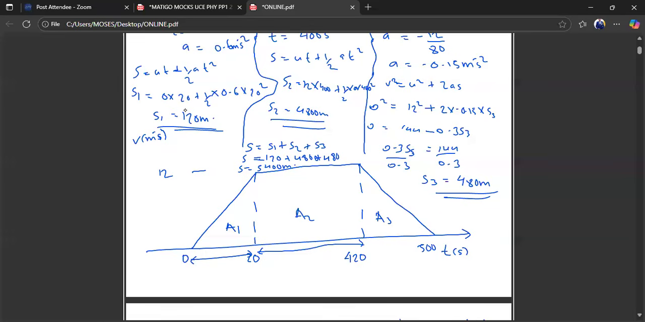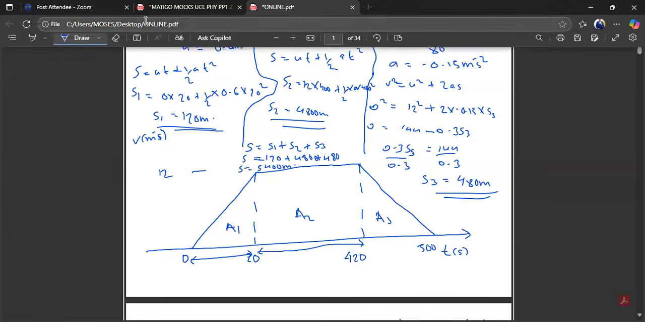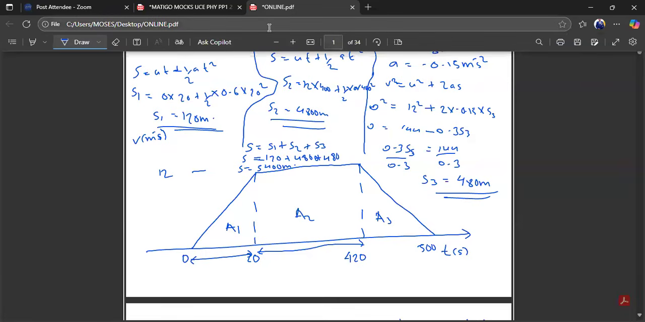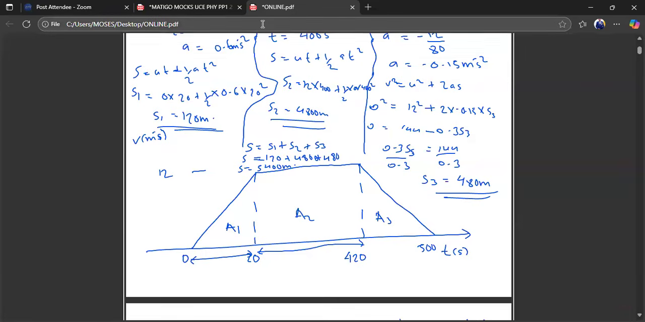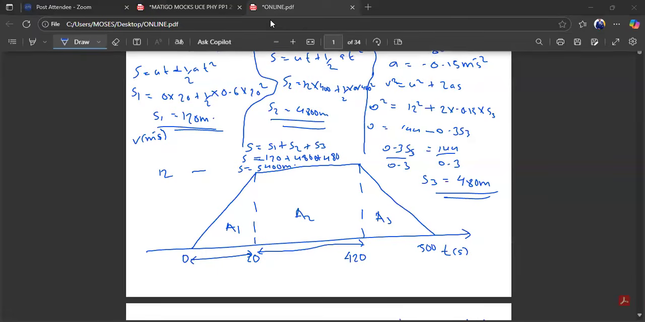So you can use the equations of motion to find the distance as long as you are good with those equations of motion. But I recommend that please stick to the one that is using the velocity time graph, because it is easier when you're getting the areas under the what? Under the graph. That is the easiest method.